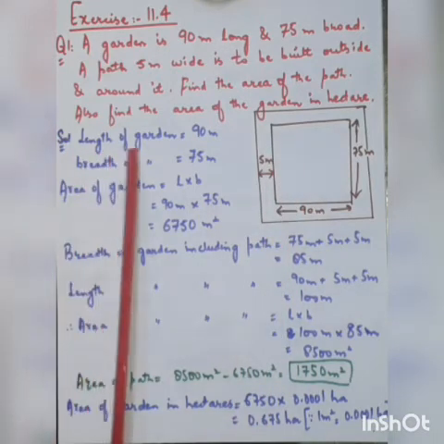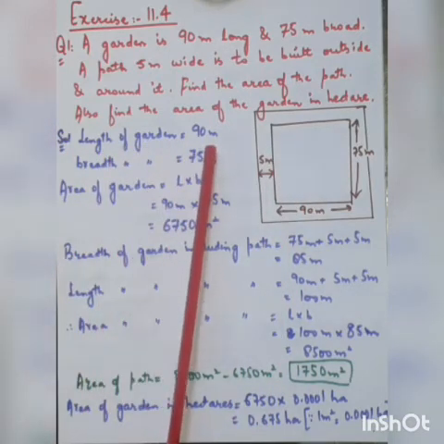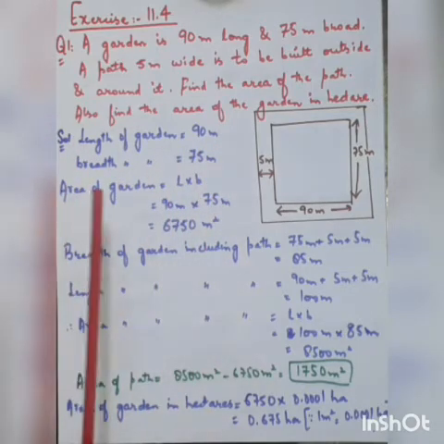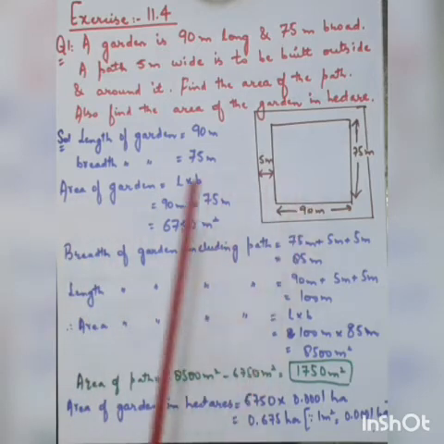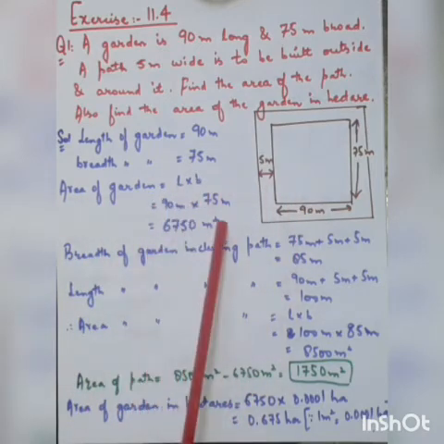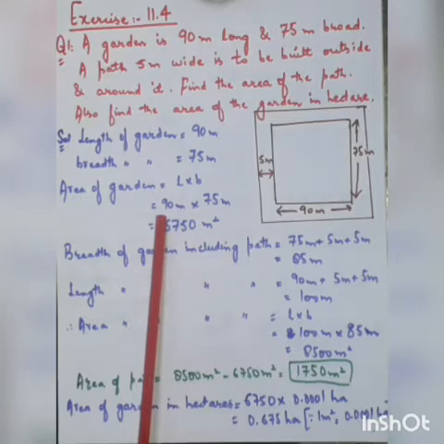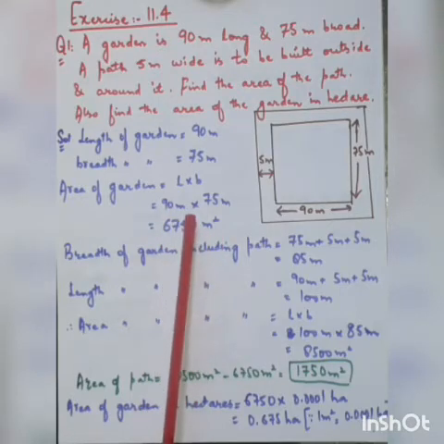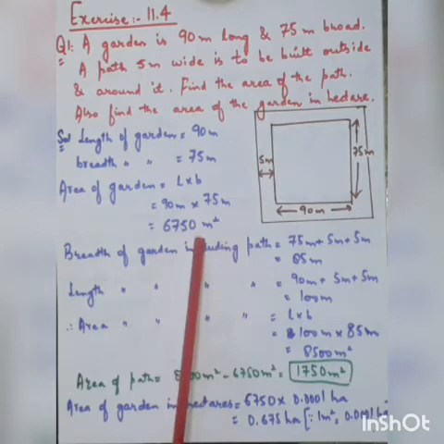Now length of garden is given as 90 meters. Breadth of the garden is 75 meters. We know that area of rectangle is length into breadth. So area of garden is length into breadth, that is 90 meter into 75 meters. Now 90 into 75 is 6750, and meter into meter is meter square. So this is the area of garden in meter square.